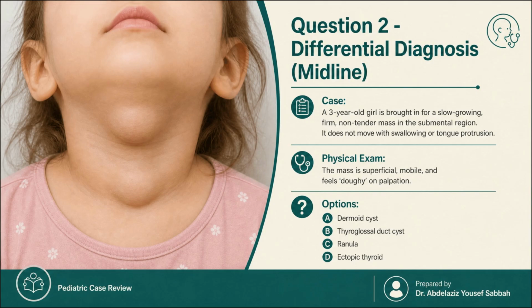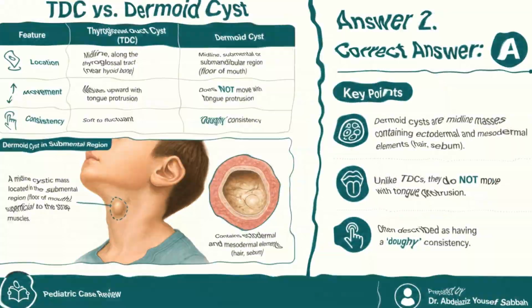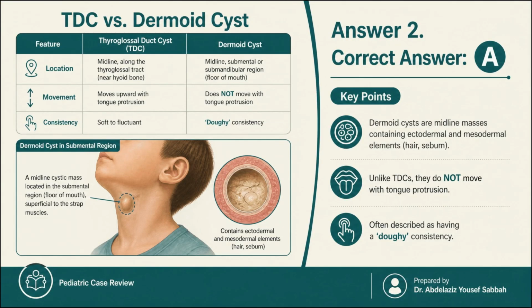Option A. Dermoid cyst. Option B. Thyroglossal duct cyst. Option C. Ranula. Option D. Ectopic thyroid. The correct answer is option A, dermoid cyst. Two findings in this case point away from a thyroglossal duct cyst and toward a dermoid. The mass does not move with tongue protrusion, and it has a characteristic doughy consistency on palpation.